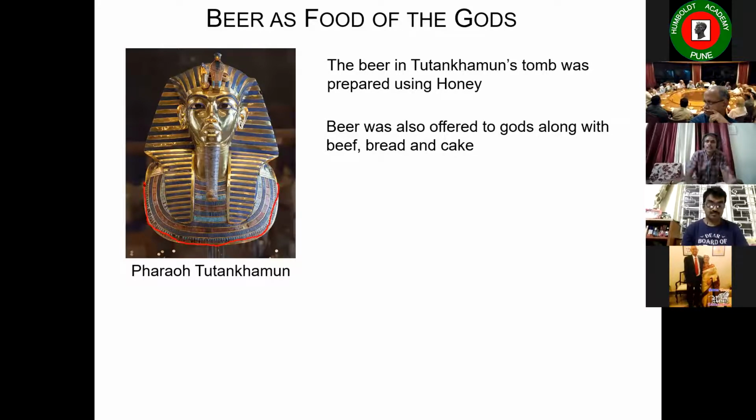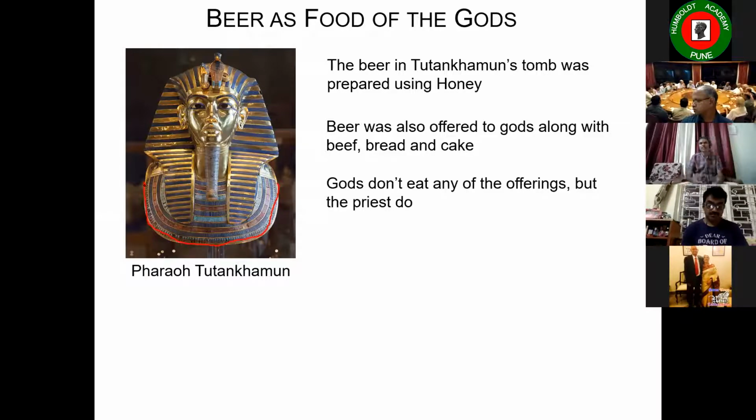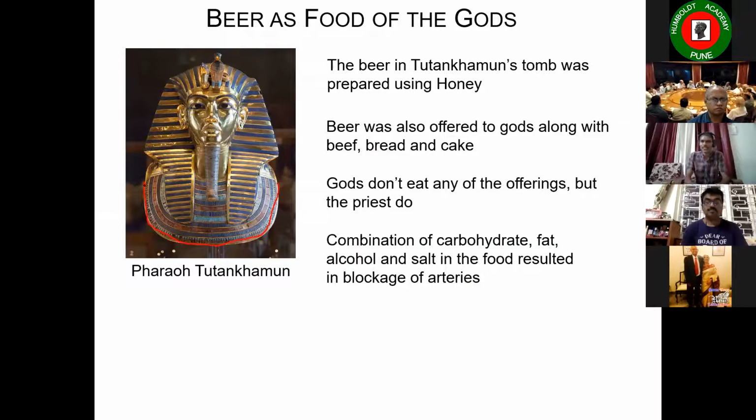So the beer was also offered to gods in Egypt. To the god they offer beer, bread, and cake. The priest offers it, and then obviously gods don't eat any of the offerings. It's the priest who does, right? The priests take all these offerings home and eat them, and it's a kind of deadly combination, right? Carbohydrate, fat, alcohol, salt. Everything that was offered to God was eaten by the priest, and they had heart attacks.